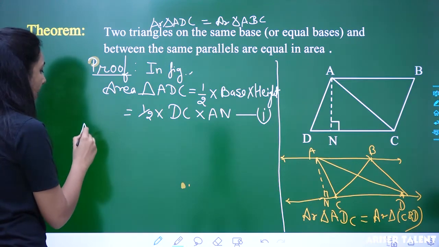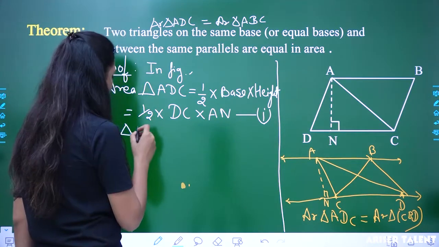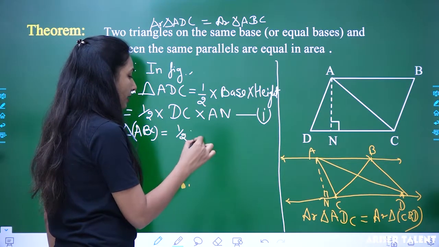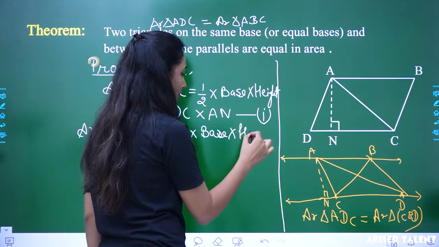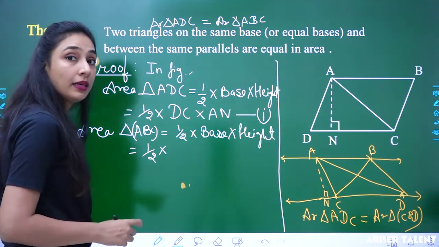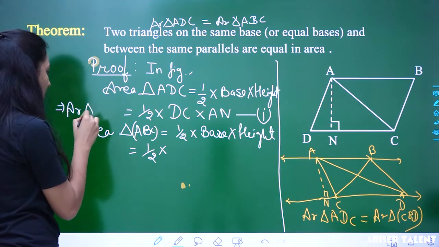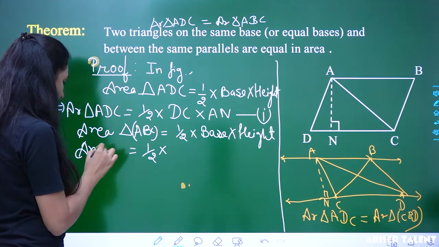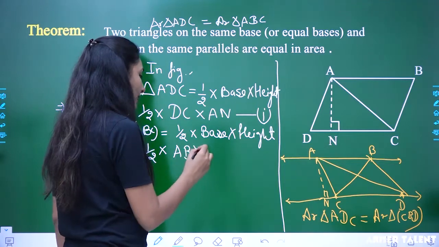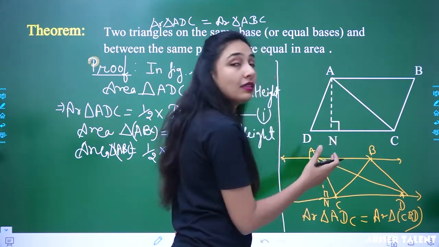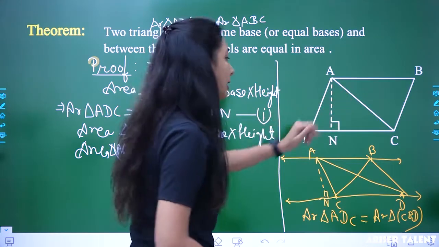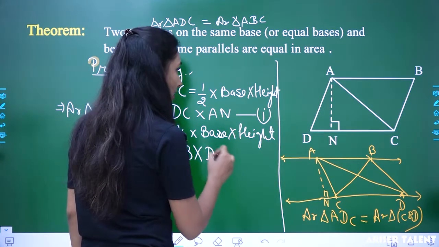Now the second thing, area triangle ABC. If we talk about area triangle ABC, that is going to be again half base into height. That is going to be equal to half multiplied by base, here AB, multiplied by the height. Now the height for this will be again the perpendicular on DC, because the distance between these two parallel lines is always constant. That is going to be again DC.